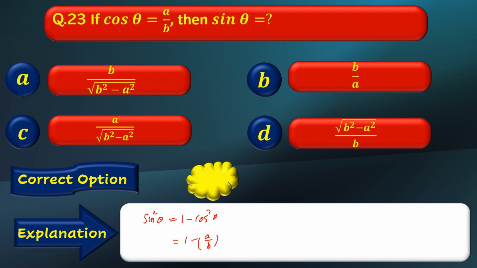It becomes 1 minus (a over b) whole square, and it can be written as 1 minus a square over b square. After taking LCM, we get (b square minus a square) over b square. It gives sine theta is equal to square root of (b square minus a square) over b. Therefore, the correct option is option D.